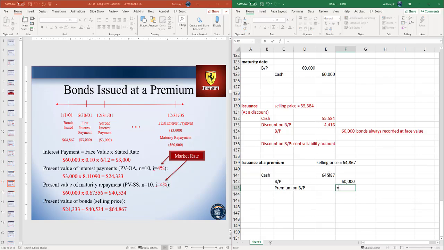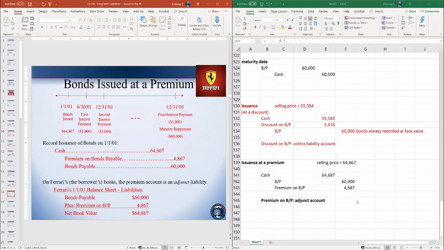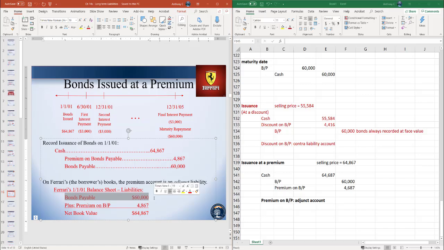So again, it's just equal to the difference between the issue price and the face value. So in this case, it'll be $46,870. Your premium on bonds payable is called an adjunct account. It just pretty much means it's the opposite of a discount on bonds payable. So in other words, on your balance sheet, you list the bonds payable at face value again. To that amount, you're going to add the premium because it's an adjunct account. And then that'll get you out to your book value of the bond again.